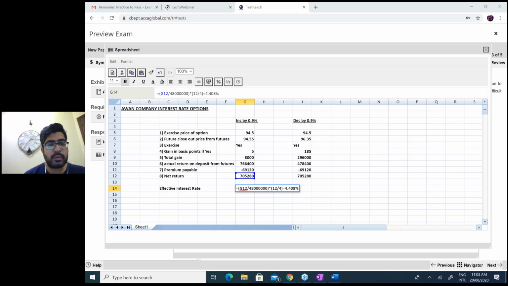Arun, I have to use both strike prices. I've just taken the first one. I will do the second one. Mira, the net return in FRAs and futures will be the same, but in options it can vary.